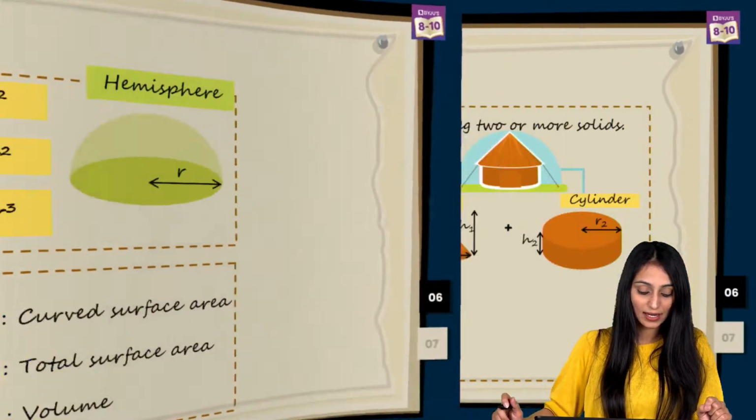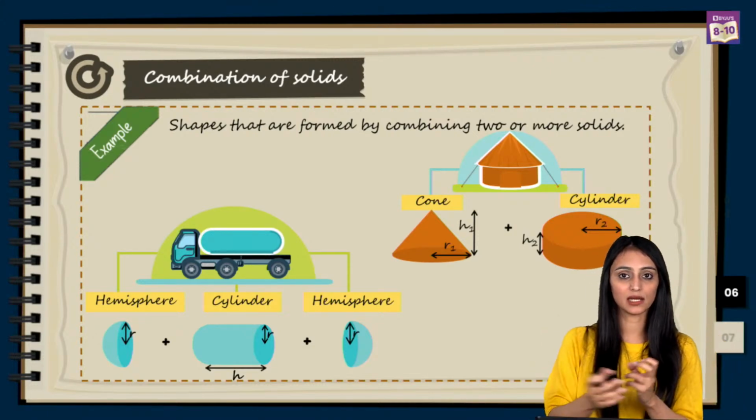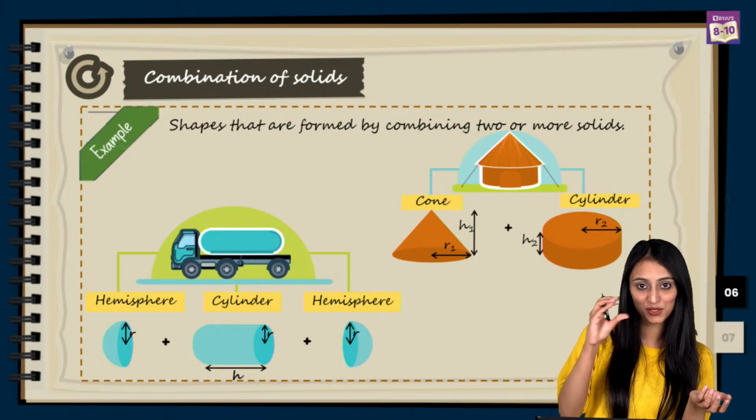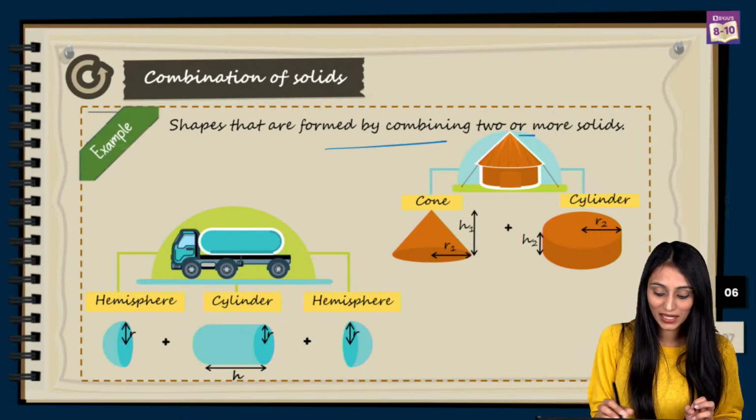All right, let's move ahead. Now we'll talk about combination of solids. Somebody just asked me, what if we melt a cylinder? How many cones are we going to get? It depends on the volume of the cylinder, right? Whether it's a small cylinder or a bigger one, it all depends on that. So, shapes that are formed by combining 2 or more solids.